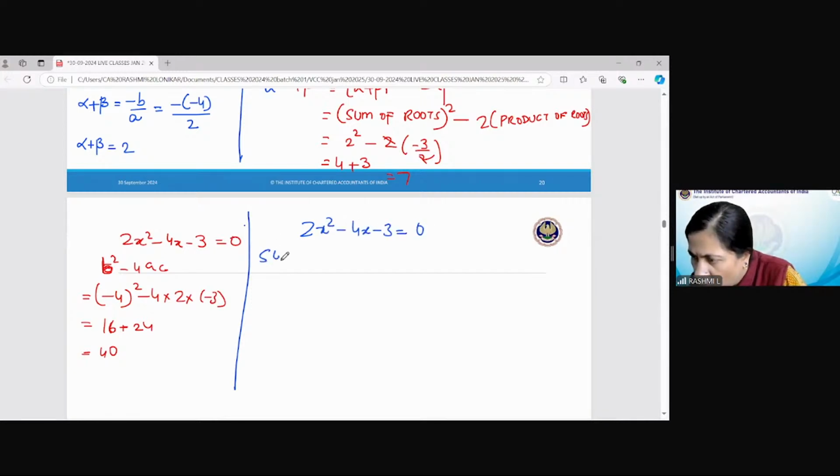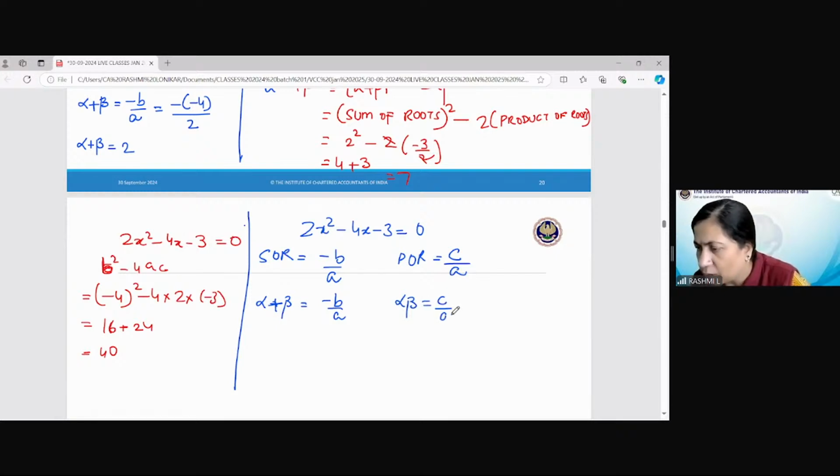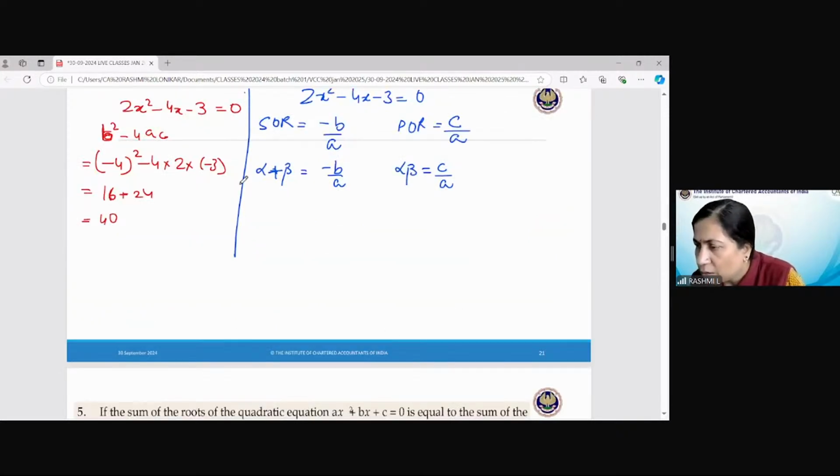Now sum of roots is given by minus b by a. Product of roots is given by c by a. Sum of roots alpha plus beta is equal to minus b by a, and product of roots alpha into beta is equal to c by a. Now a is equal to 2, b is equal to minus 4, c is equal to minus 3.